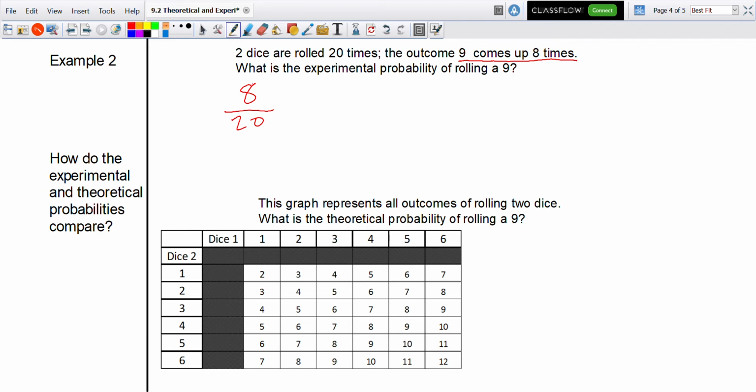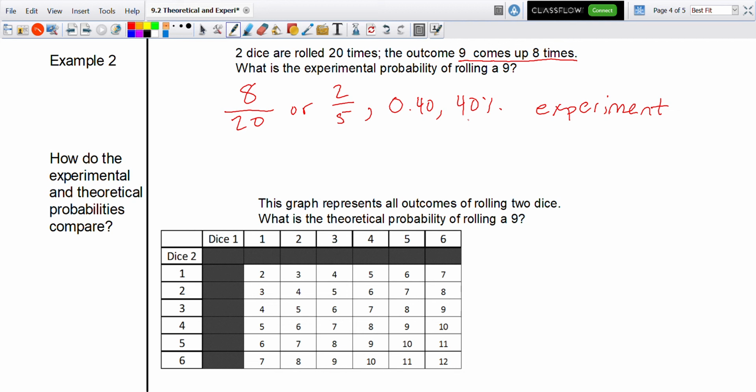That's in our experiment, right? In our actual experiment, 8 out of 20 times, it came up as a 9. Okay, which reduces to, if I divide it by 4, to 2 out of 5, which is 0.4 or 40%. So 40% of the time in my experiment, 40% of the time it rolled a 9. Okay, and now if we go down to the bottom here, we can compare that to what should happen theoretically.